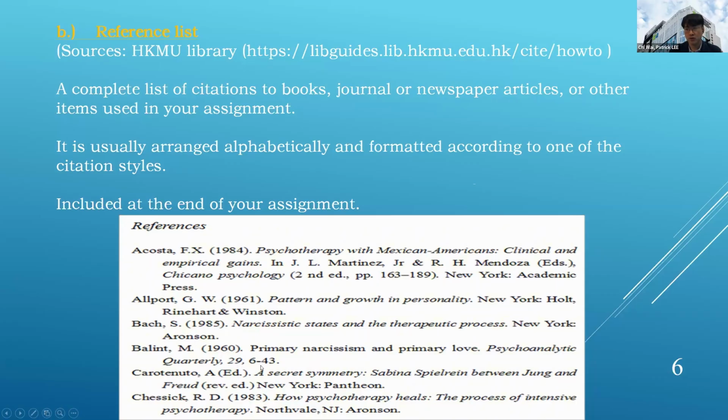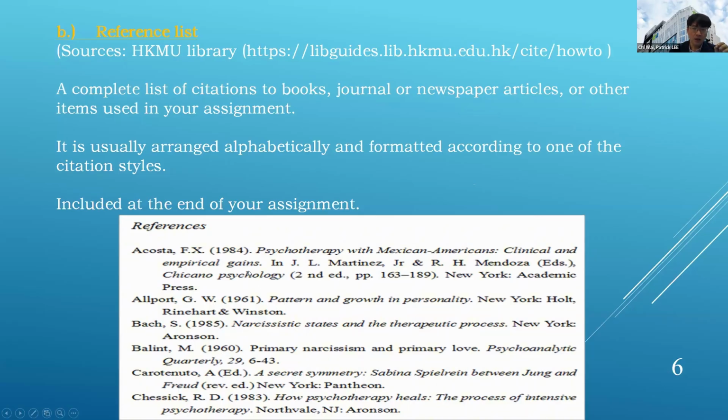Then you turn to pages 6 to 43 of this journal, and you will find exactly this article written by Balint in 1960. Can you follow? Okay. However, for a book, just the name of the book is in italic. But for the journal article, the journal itself is in italic. Okay, so that is the idea.